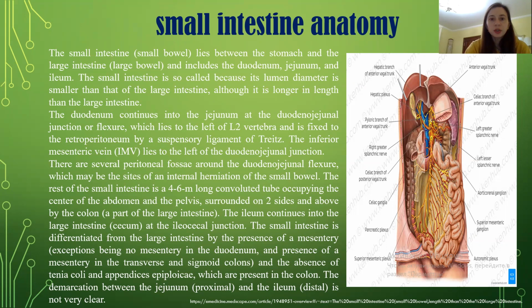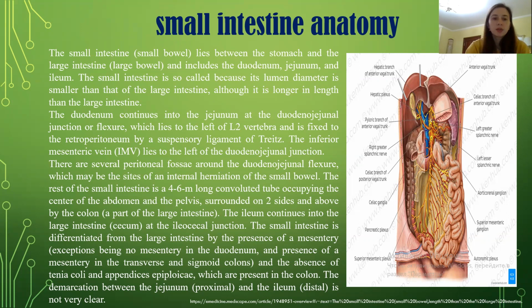So the duodenum continues into the jejunum at the duodenal-jejunal junction of flexure, which lies to the left of the lumbar two vertebra and is fixed to the retroperitoneum by the suspensory ligament of Treitz. The inferior mesenteric vein, IMV, lies to the left of the duodenal-jejunal junction. There are several peritoneal fossae around the duodenal-jejunal flexure, which may be the site of internal herniation of the small bowel.